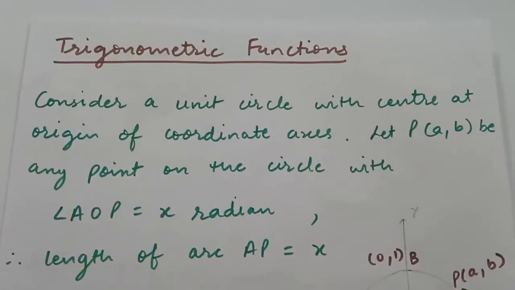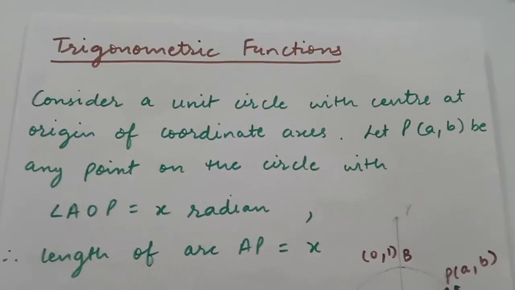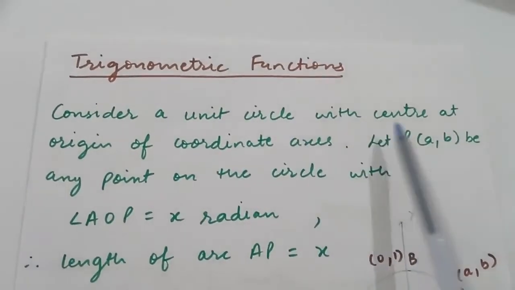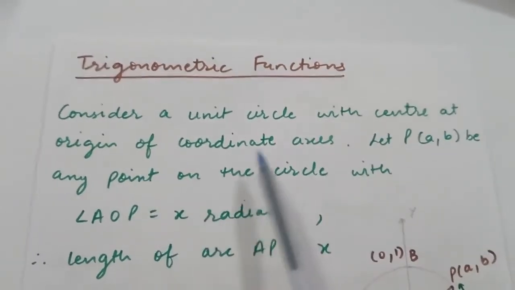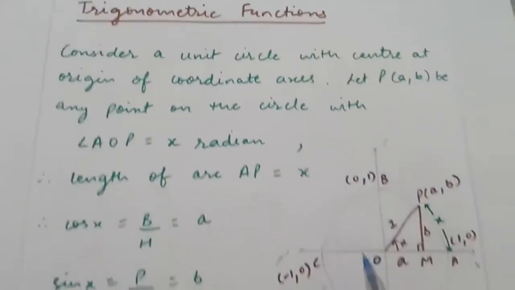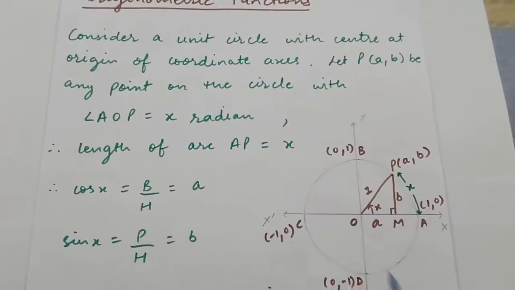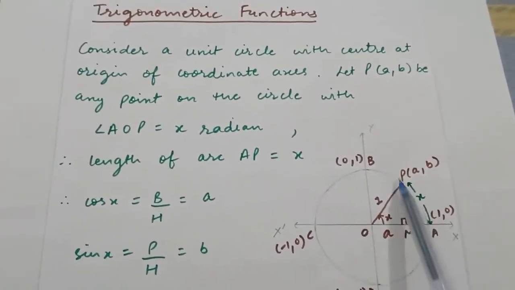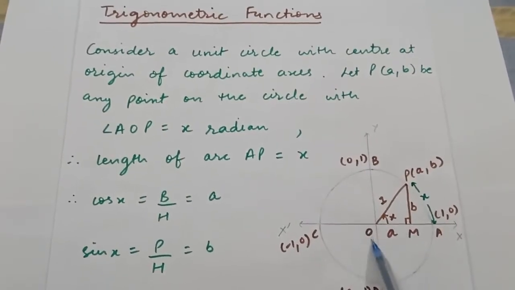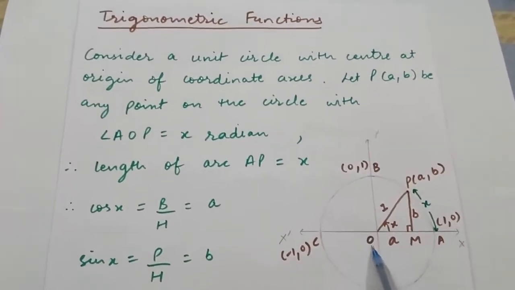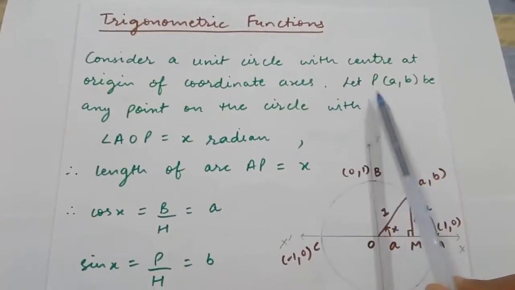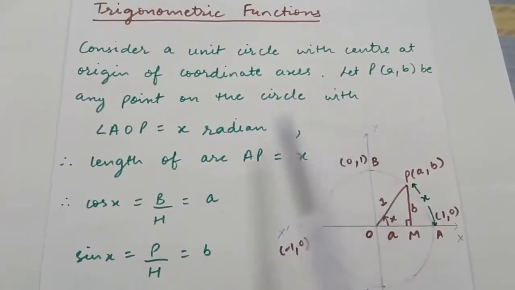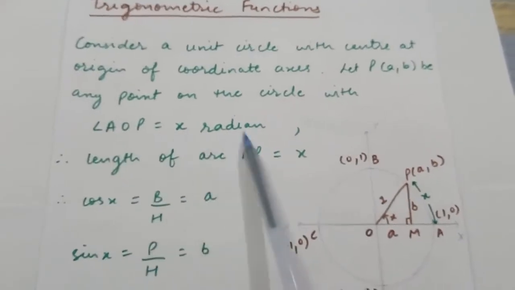So today we will study about trigonometric functions. So consider a unit circle with center at origin of coordinate axis. This is our coordinate axis and we have drawn this unit circle, right, whose center is origin. Let P(a, b) be any point on the circle with angle AOP equal to x radian.